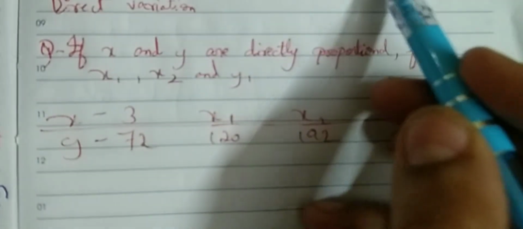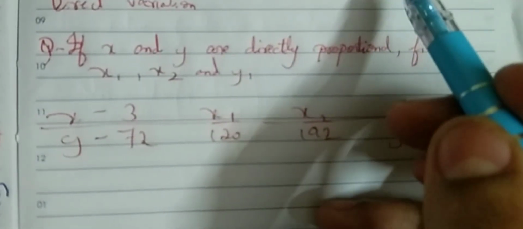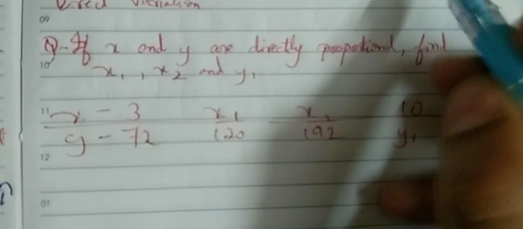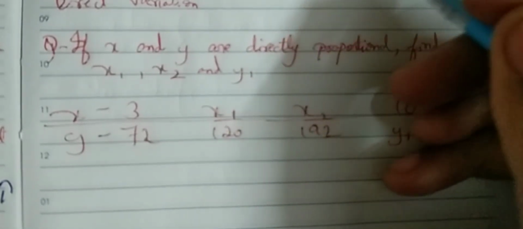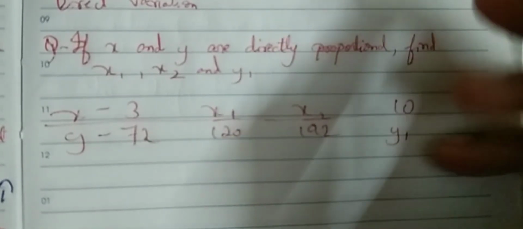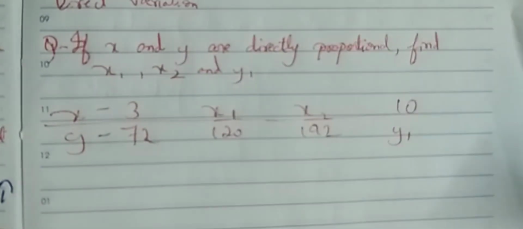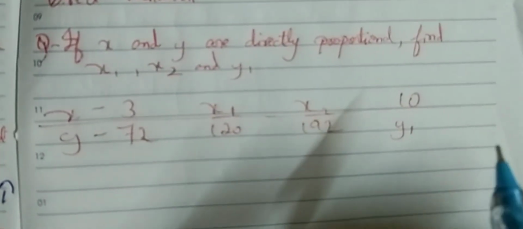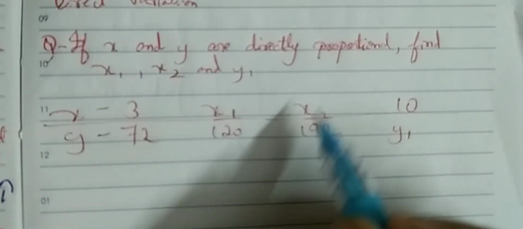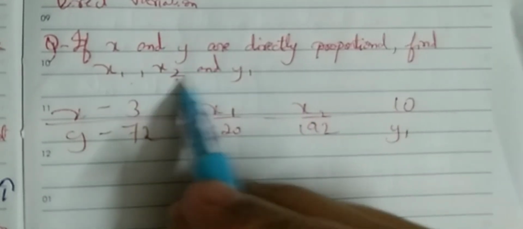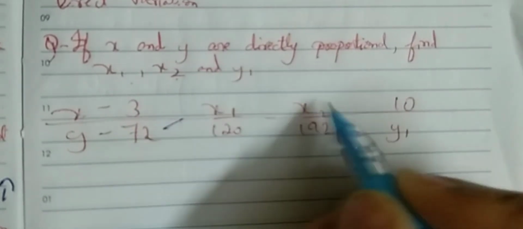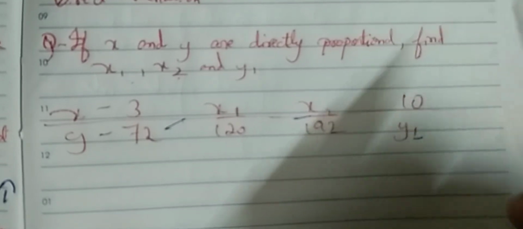Now A1 upon B1 is equal to A2 upon B2, that is equal to A3 upon B3, that is equal to A4 upon B4, up to A6 upon B6, and that is always equal to 1 by 8, that is K. So this is the case of direct variation. Understood? Now let us solve one question, to see which type of questions can come here. If x and y are directly proportional, find x1, x2 and y1. This is x1, this is x2 and this is y1. We need to solve it.